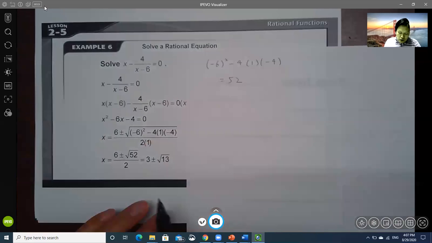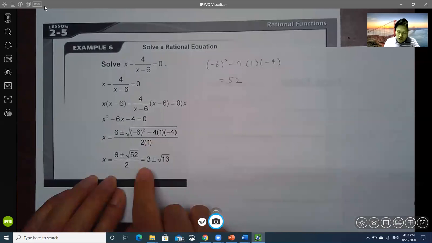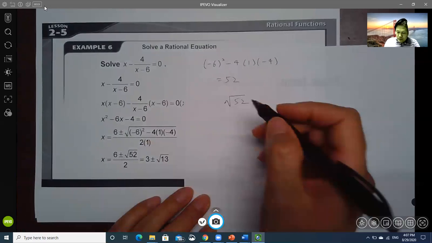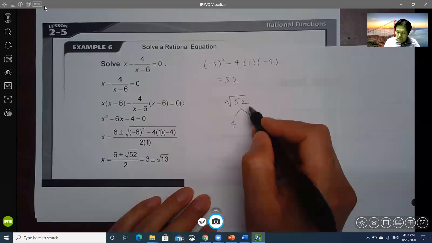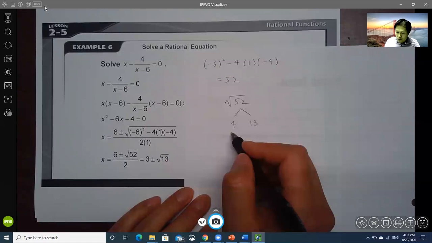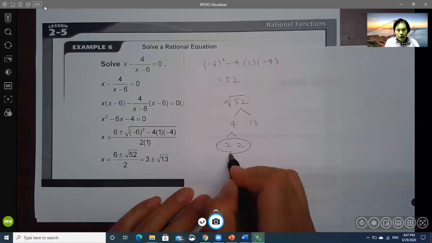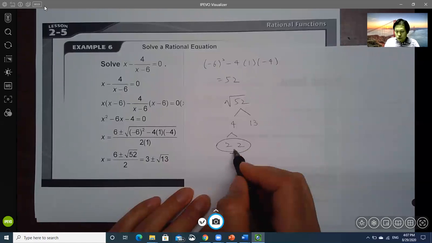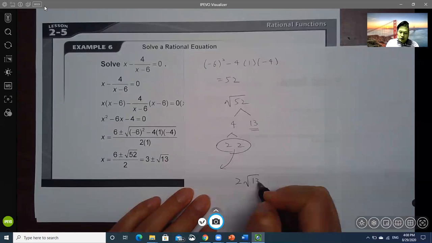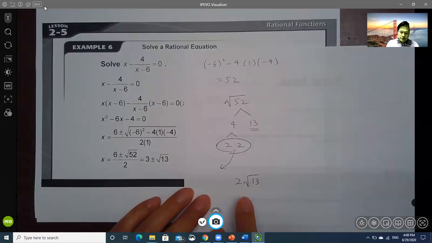Then you might wonder, okay, what happened from here to here? Well, square root of 52, you can simplify further. 4 times 13 makes 52. 4 is 2 times 2, and that's a pair. Pair pops out of the root. 13 doesn't have a pair, so you get 2 square root of 13. You can express that as this.